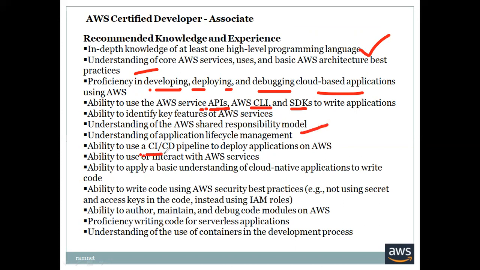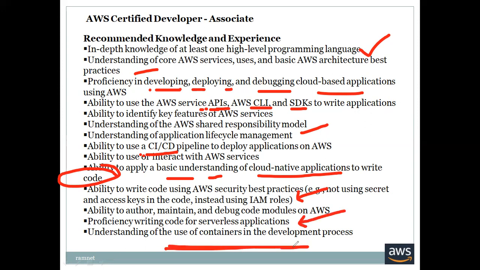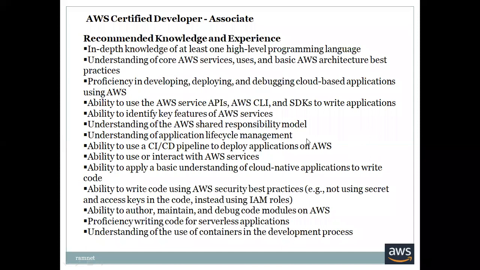CI/CD means continuous integration and continuous deployment. Deploy the applications on AWS. Ability to use and interact with the AWS services. Basic understanding of cloud-native applications and writing the code. Ability to write code using AWS security best practices, which means not using secret and access keys in the code, and using IAM roles instead. The ability to author, maintain, and debug code modules on AWS, proficiency in writing code for serverless applications, and understanding the use of containers in the development process. So there are many things involved in this, mostly about programming and software, and writing the code for that.